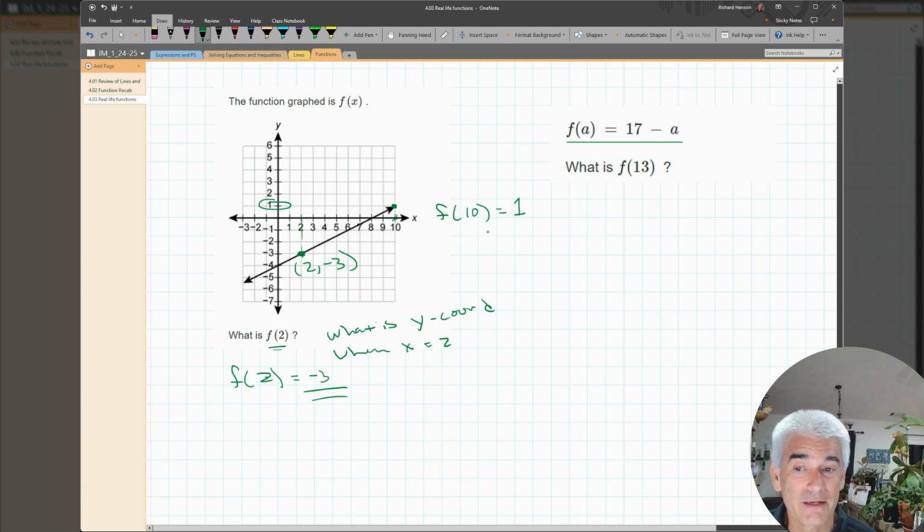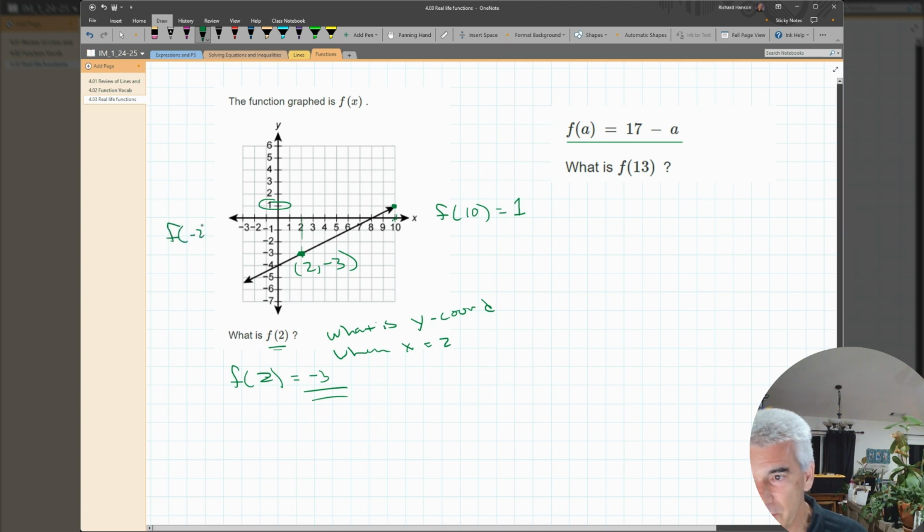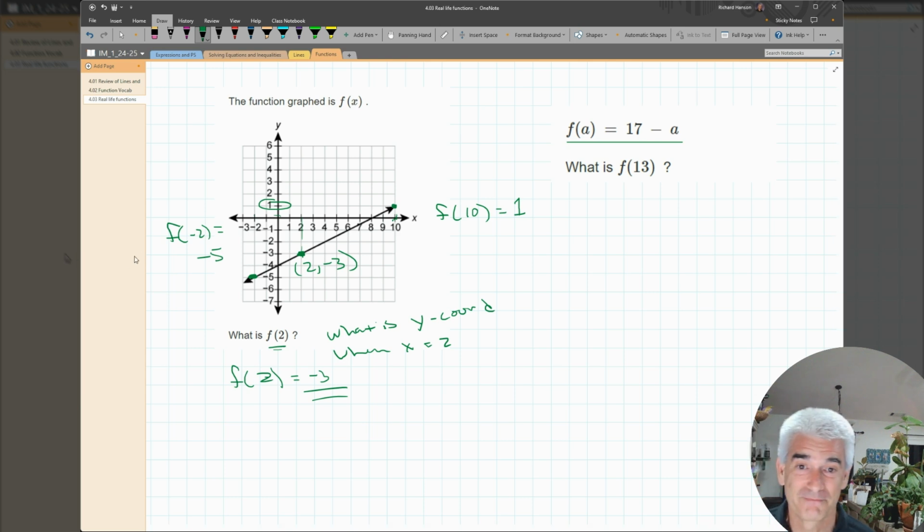It's the y coordinate. They didn't give us the equation, they gave us the graph, and that's actually just as easy. If I said, what's f of negative 2? Okay, let's go over to negative 2. Let's go up or down till we reach the function. Okay, it's down here. Where does it look like it crosses? At negative 5. F of negative 2 would be negative 5. That's it. So that's pretty easy.